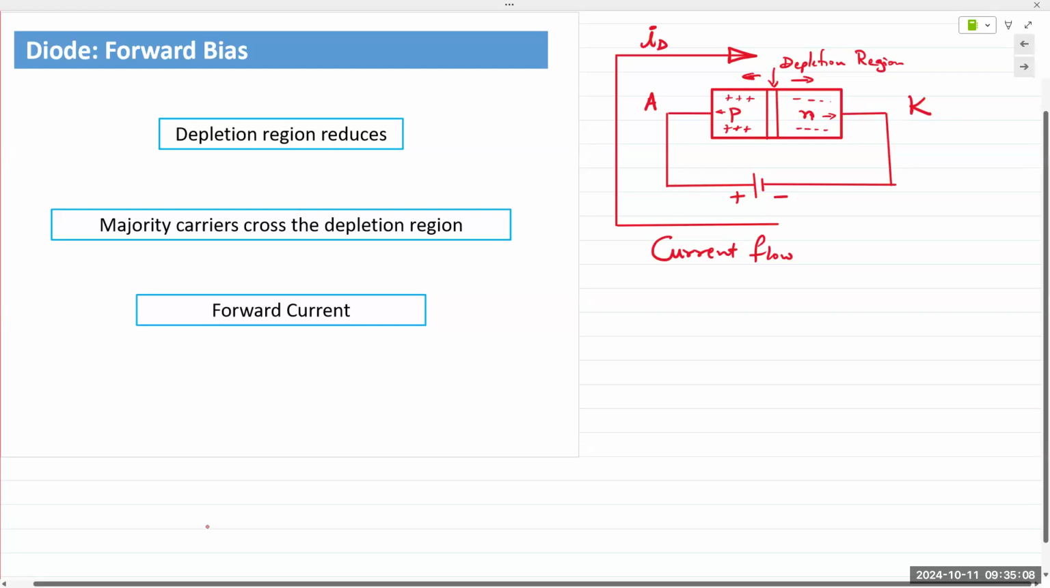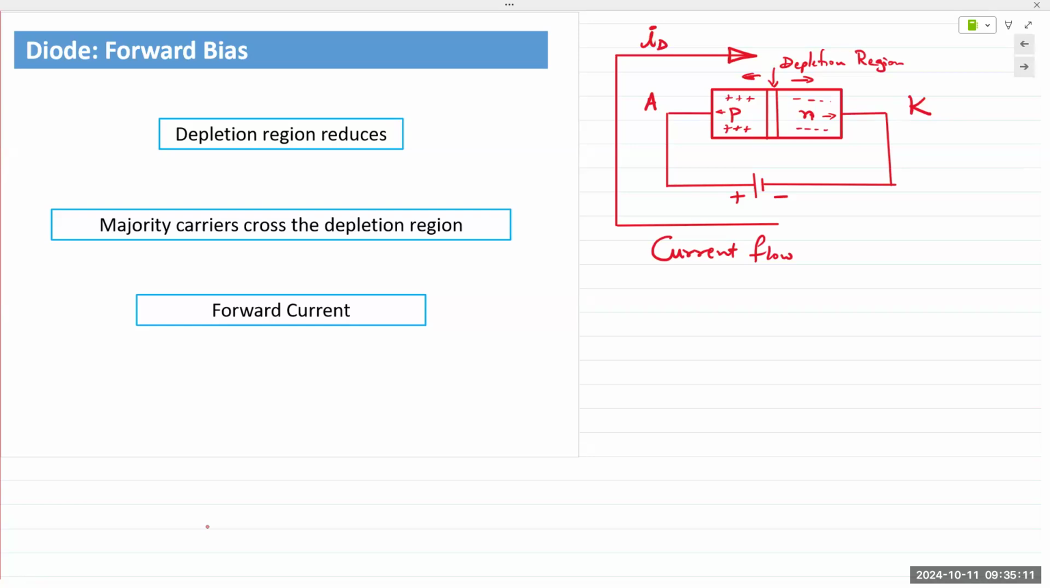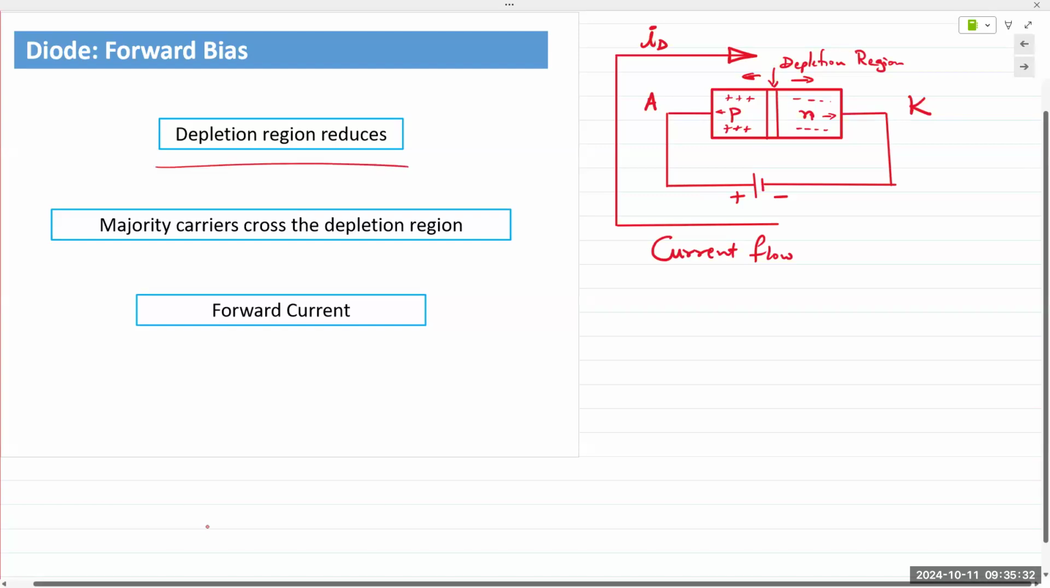Because the current flow is due to both kinds of carriers, meaning electrons as well as holes, it is also known as a bipolar device. So the transistor and the diode both are referred to as bipolar devices because the current flow is a result of both electrons and holes. So the depletion region reduces, majority carriers this time cross the depletion region, and it results in a forward current, which of course is indicated by the huge influx. That forward bias current.